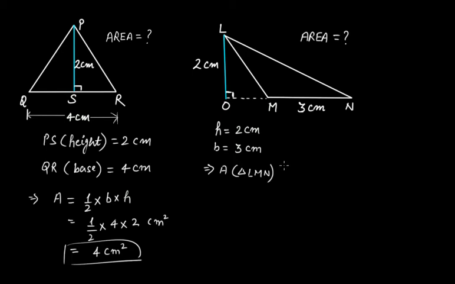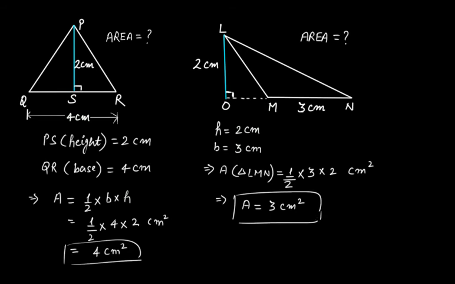That differentiation is important. So the area of triangle LMN is equal to half times base, which is 3, times height, which is 2 cm. So your area comes to 3 cm².